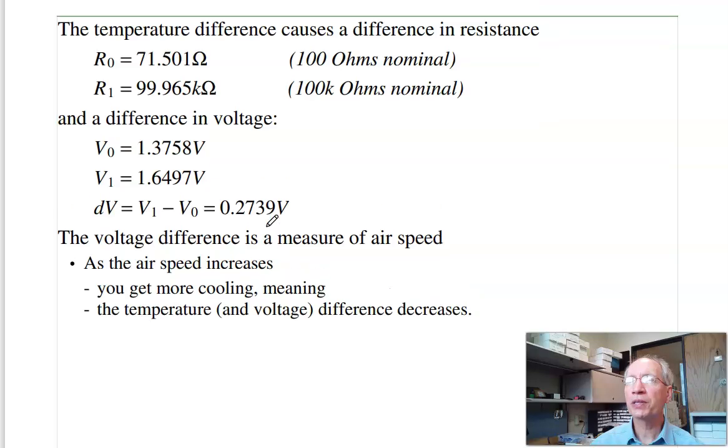Well, if I'm 7 degrees above ambient, then the resistance will drop. The voltage will be different, and the difference in voltage is a measurement of wind speed. So here I'm getting 0.2739 volts if there's no wind. The higher the wind speed, the smaller that voltage.